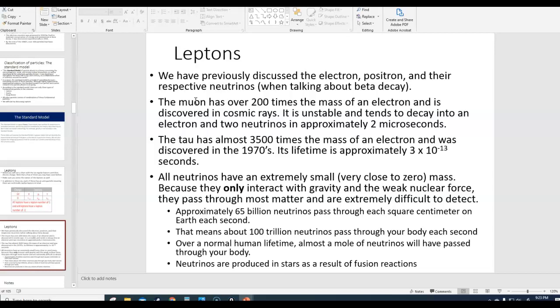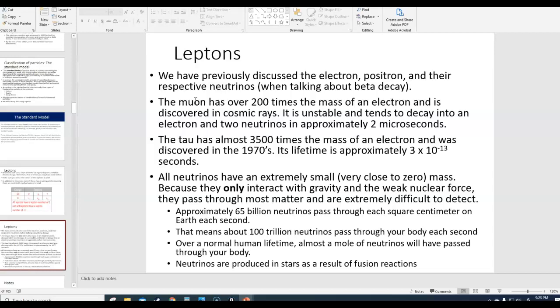The tau is even more unstable. It's massive, 3,500 times the mass of an electron. It wasn't discovered until the 1970s. So think about that. The electron was discovered in the 1890s, and then, almost 100 years later, the tau was discovered, and it is extremely unstable. Even more so than the muon. Then you have the 3 neutrinos. All neutrinos basically have 0 mass.